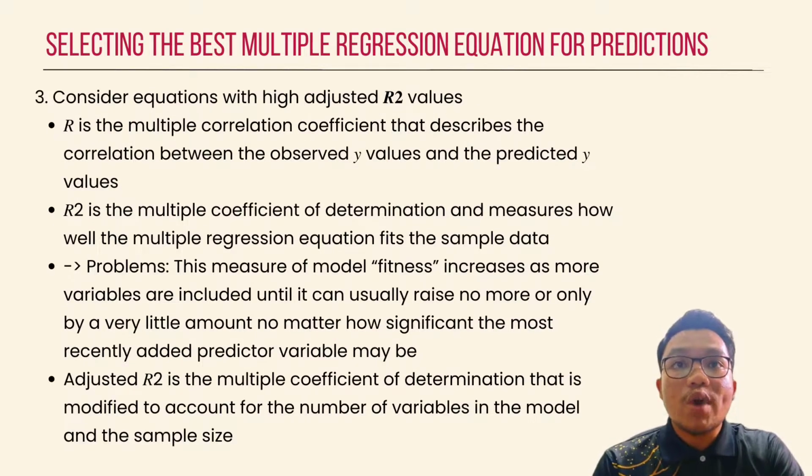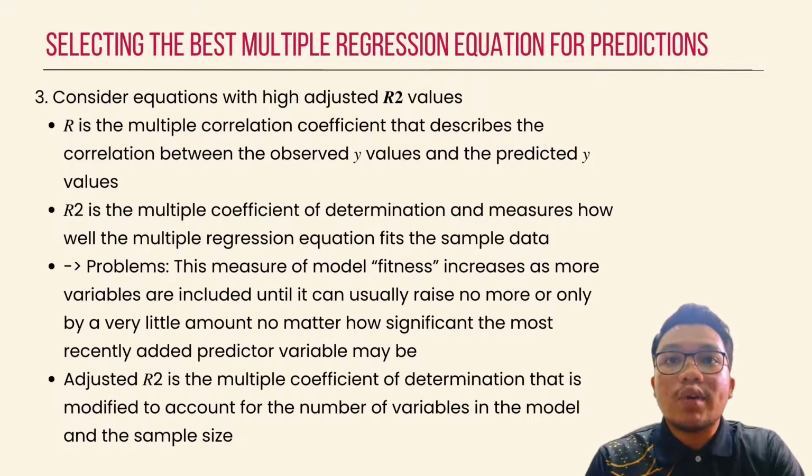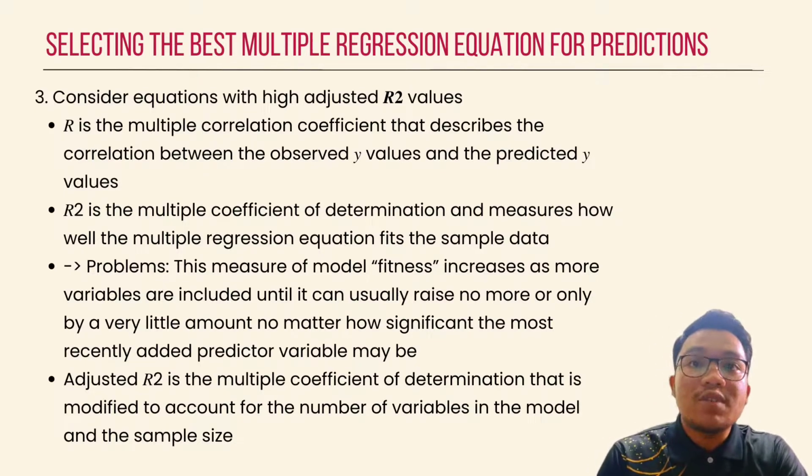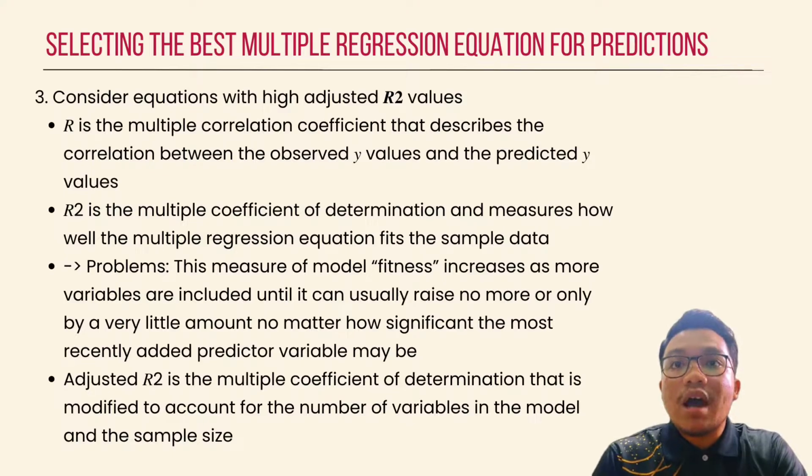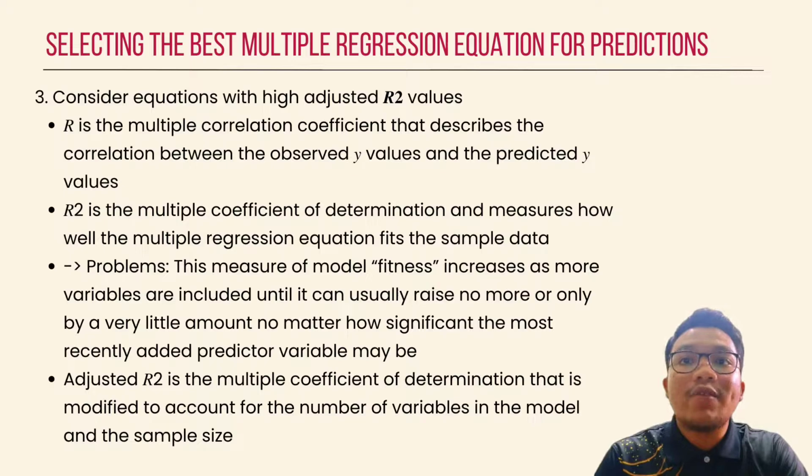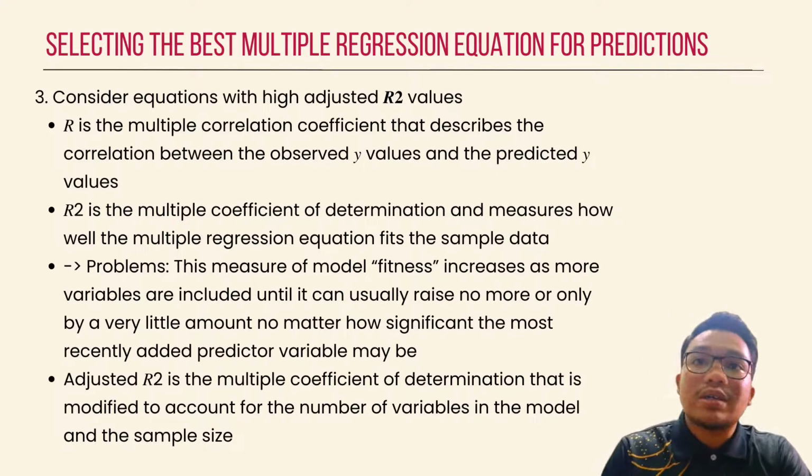Selecting the best multiple regression equation for prediction. 3. Consider equations with high adjusted R square values. R is the multiple correlation coefficient that describes the correlation between the observed y values and the predicted y values. R square is the multiple coefficient of determination and measures how well the multiple regression equation fits the sample data. This measure of model fitness increases as more variables are included, no matter how significant the most recently added predictor variable may be. Adjusted R square is the multiple coefficient of determination that is modified to account for the number of variables in the model and sample size.